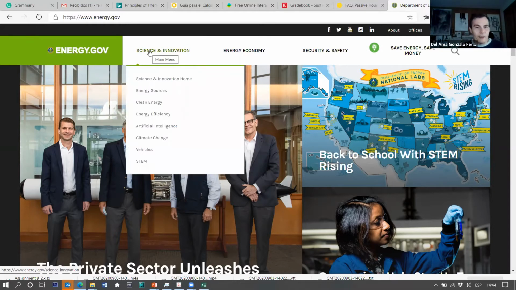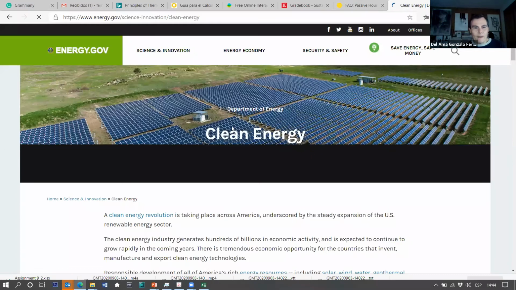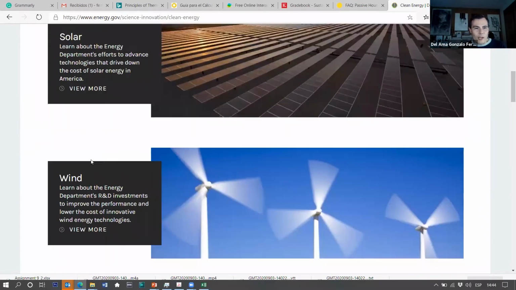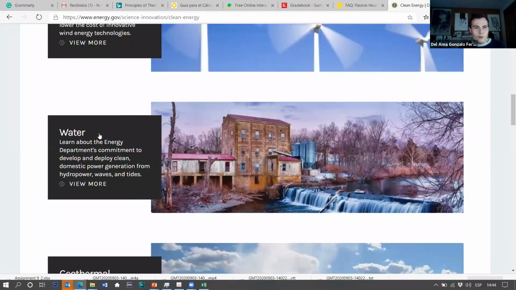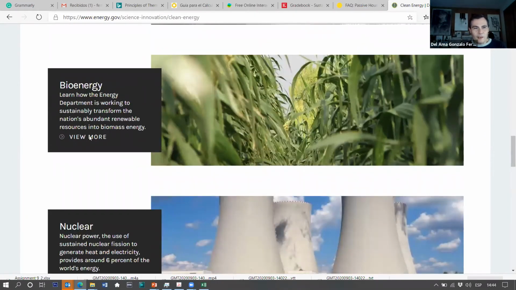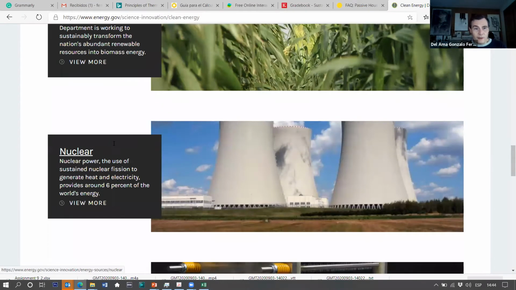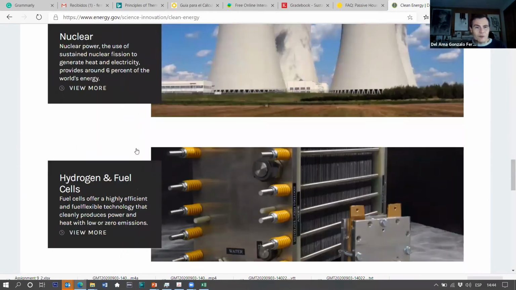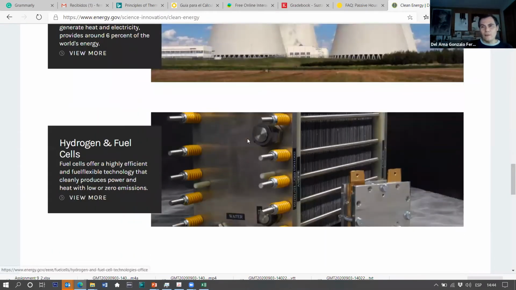We can. I mean, so we have energy sources. We have clean energy. We have energy efficiency. This is not only for buildings. There are a lot of aspects here: energy production, energy distribution. But if we want to know sources of clean energy, we have solar, we have wind, we have water, we have geothermal, biofuels or bioenergy. Nuclear is considered a clean energy, and hydrogen is considered a clean energy.